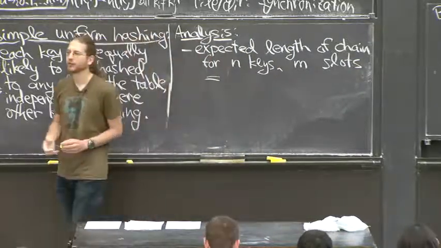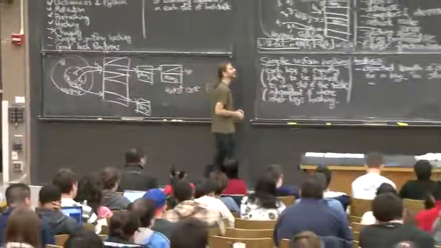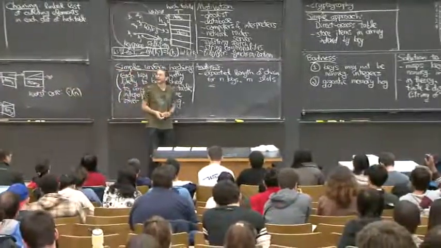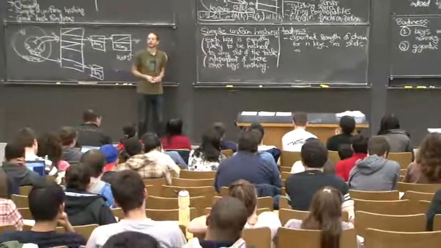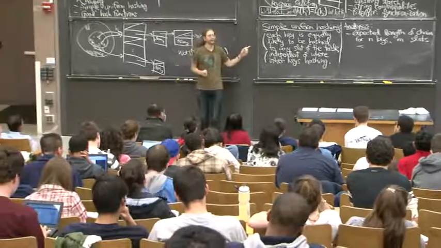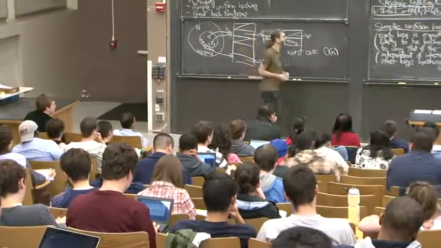Any suggestions? Yeah? 1 over m to the n? That's going to be a probability of something. Not quite. That's between 0 and 1. It's got to be at least 1 or something. Yeah, n over m.